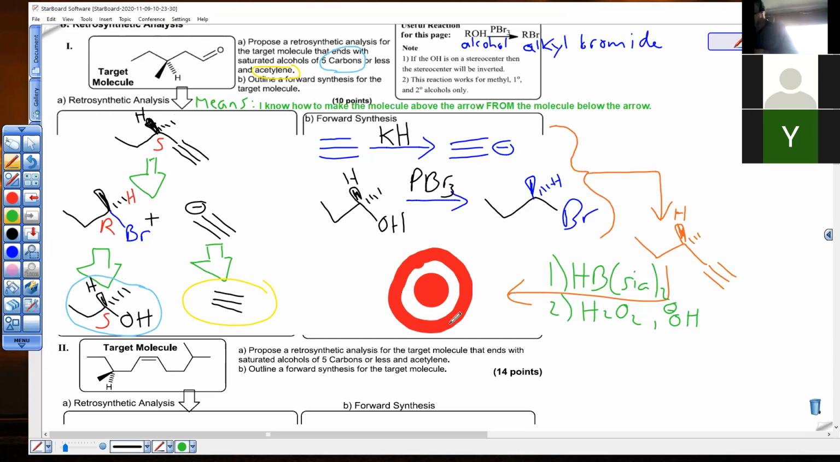And that is our target molecule. You're going to make this from this by doing this reaction. 10 points. Okay, ready to do it again with more synthesis this time?